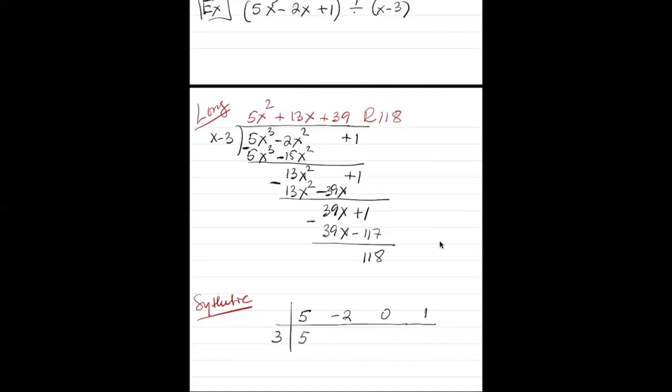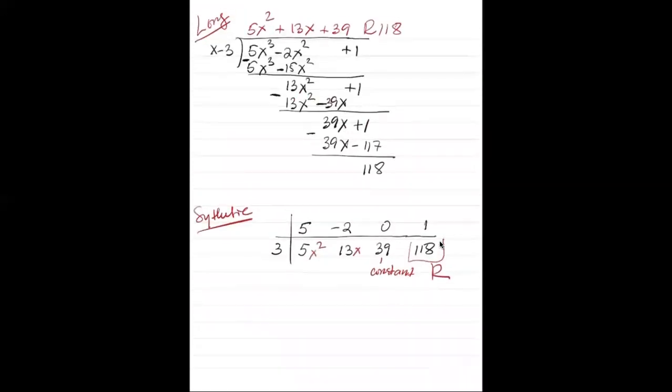So we copy the first number, 5. Multiply by 3: 15, minus 2 is 13. 13 times 3 is 39, plus 0 is 39. And 39 times 3 is 117, plus 1, 118. So the same coefficients, this is the remainder, and this is the constant. We attach x here and x squared. So the quotient from the synthetic division is the same as before: 5x squared plus 13x plus 39.